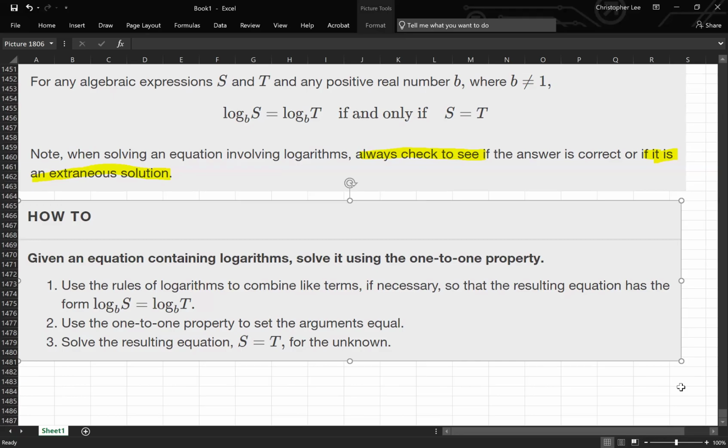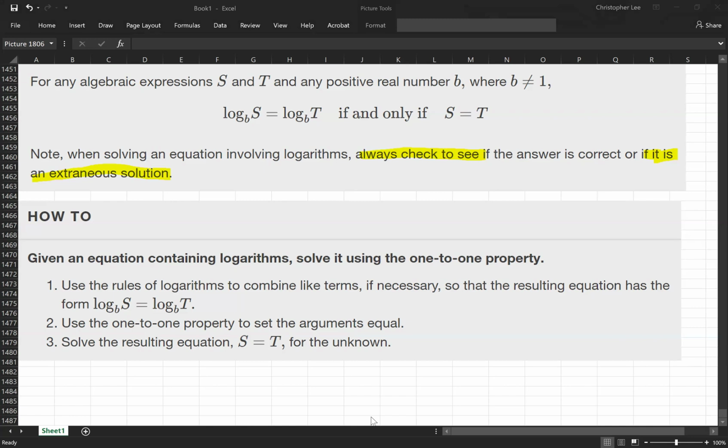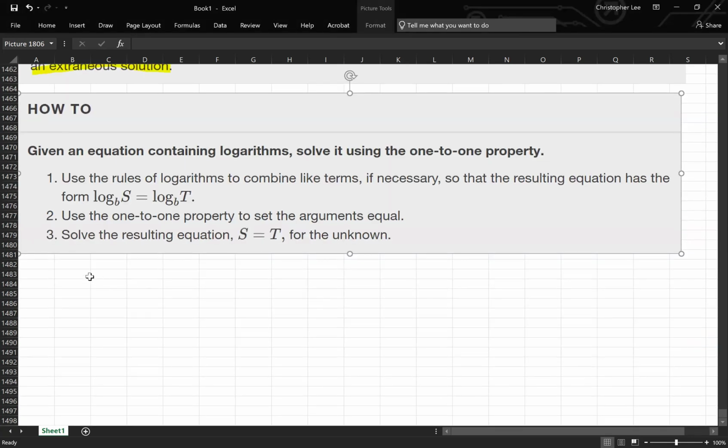All right. So given an equation containing logarithms, solve it using the one-to-one property. You want to first use the rules of logarithms to combine like terms if necessary, so that the resulting equation has the form log base b of S equals log base b of T. Use the one-to-one property to set the arguments equal, and then solve the resulting equation, S equals T, for the unknown. That's it. You guys try.